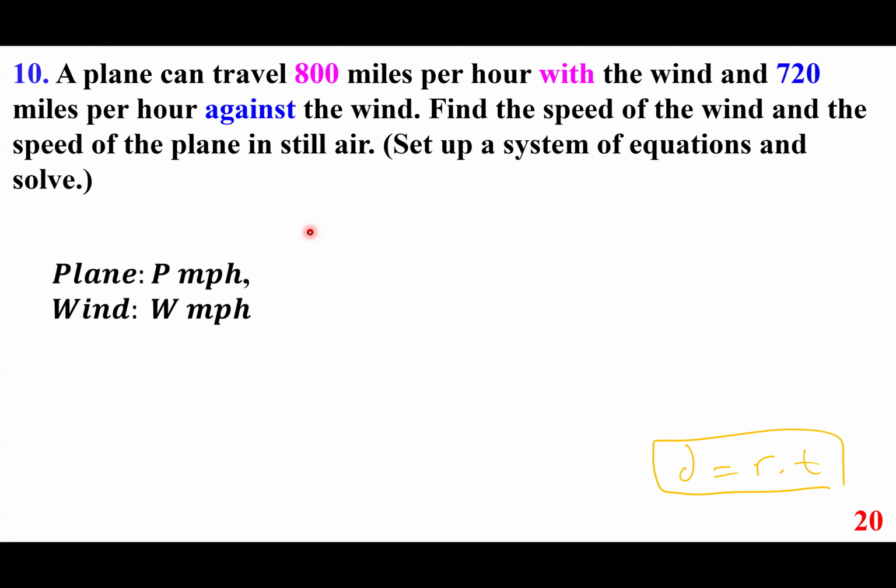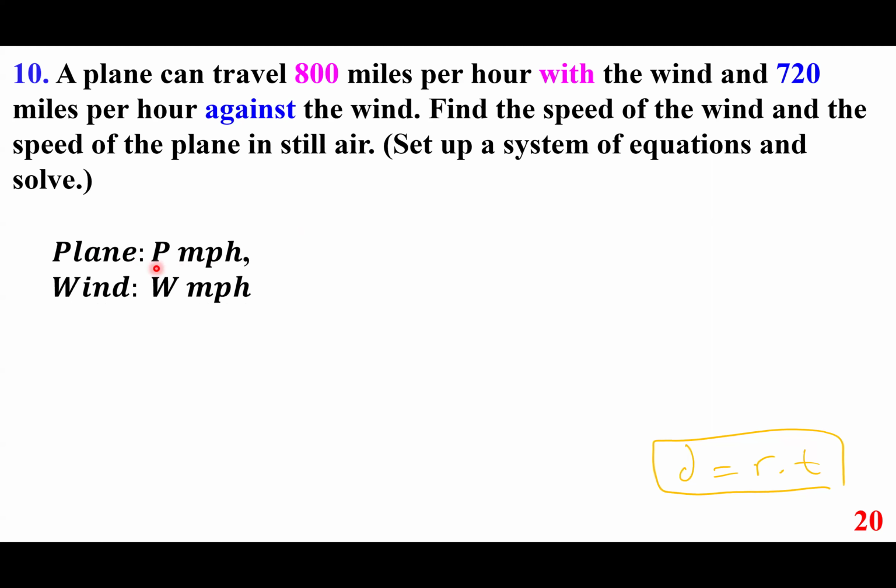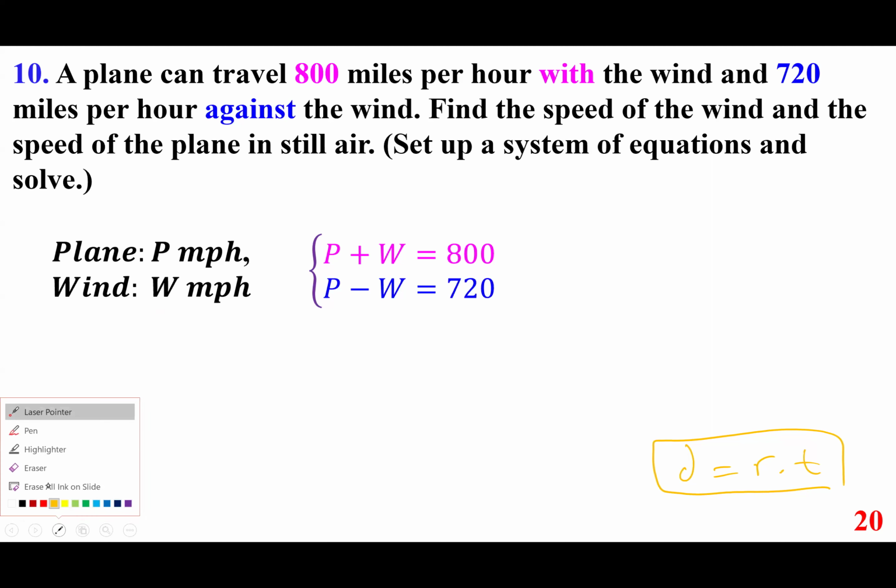So first define the variables. We let P represent the speed of the plane, in miles per hour. W represents the speed of the wind, miles per hour. Now, you can go with X and Y, but this works out just as good. And so their sum, because when they go together, is 800, and their difference is 720, P minus W. It's a very simple case.